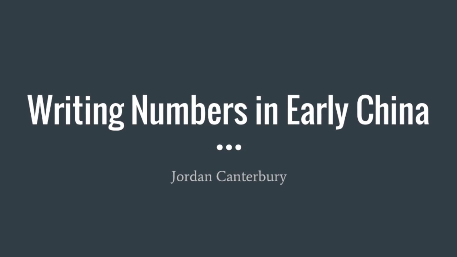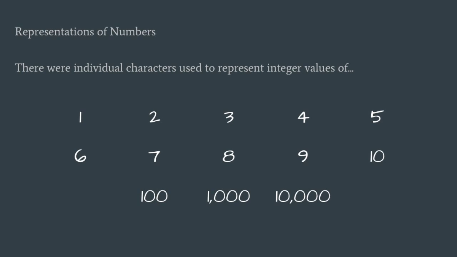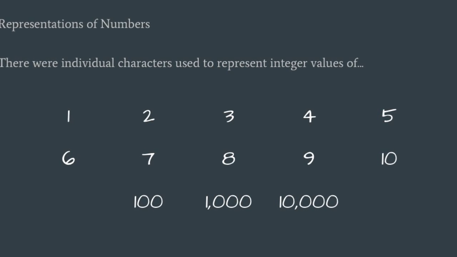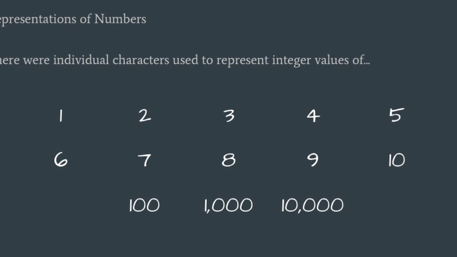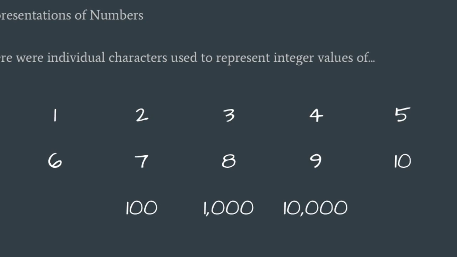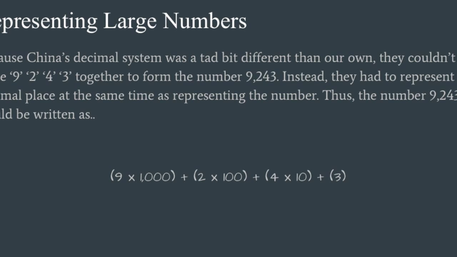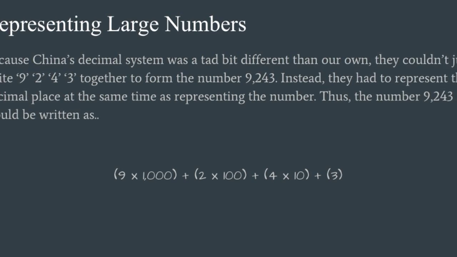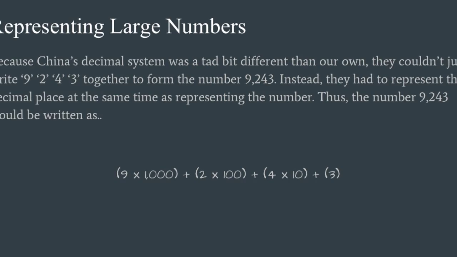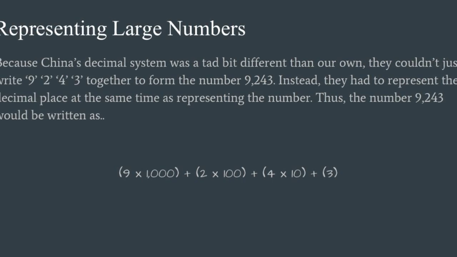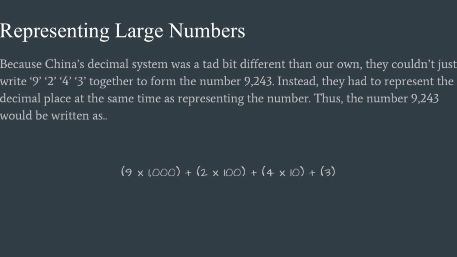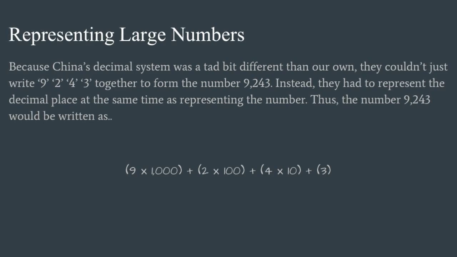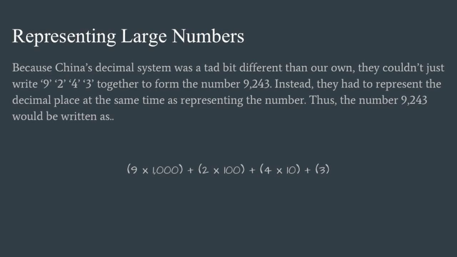Writing numbers in early China. In early China, there were symbols or representations of the whole number integers 1 through 10, as well as 100, 1000, 10,000, and so on. When you wanted to write a large number, such as 9,243, you would have to represent the decimal place within the number, meaning if you wanted to write 9,243, you would write it as 9 times 1,000 plus 2 times 100 plus 4 times 10 plus 3.